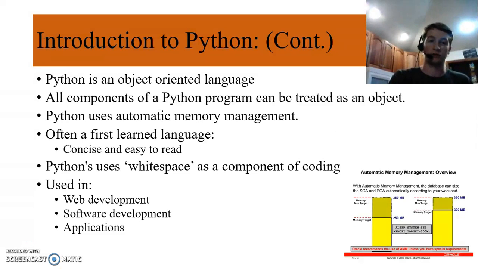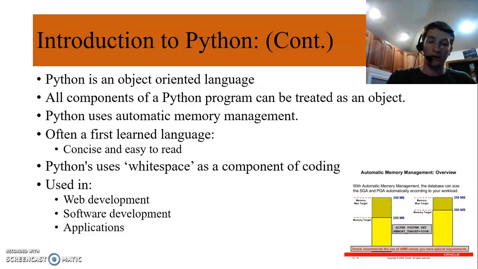So just to continue on with the introduction here, Python is an object-oriented language, and all components of a Python program can be treated as what is referred to as an object. Python also uses automatic memory management, which is a huge asset, and it can be one of the first languages that a developer learns, mainly because it's concise and easy to read and understand what is happening in the program.